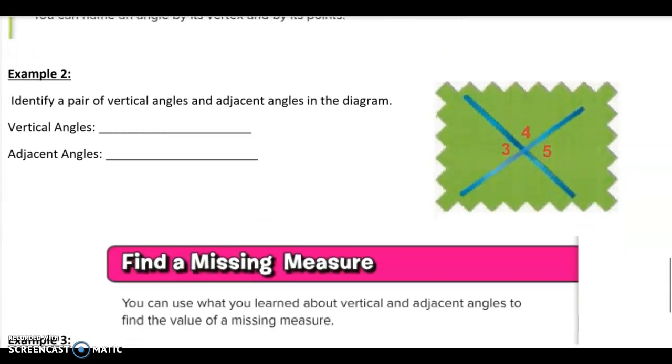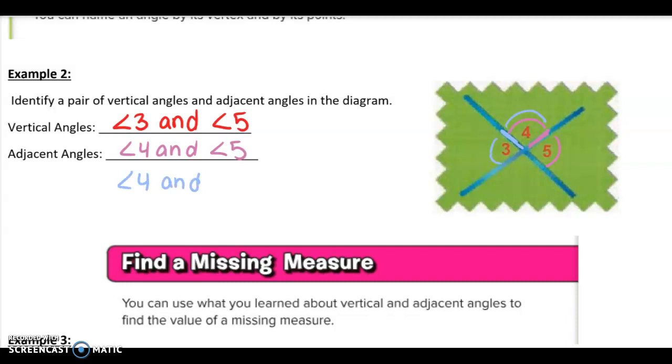All right, let's look at this example here. So name a pair, identify a pair of vertical angles and adjacent angles. So a pair of vertical angles, I'm looking for the V's that go back to back. So that's going to be 3 and 5. So angle 3 and angle 5. And then a pair of adjacent angles, they have to be shoulder to shoulder. So right here I see a shoulder. You've got 4 and 5. And maybe some of you saw the other pair. The other pair, shoulder to shoulder, is 4 and 3. You can choose one of those two pairs, or you could write both of them down.